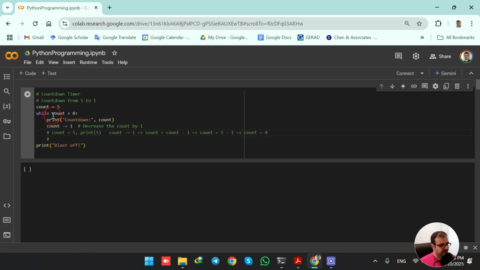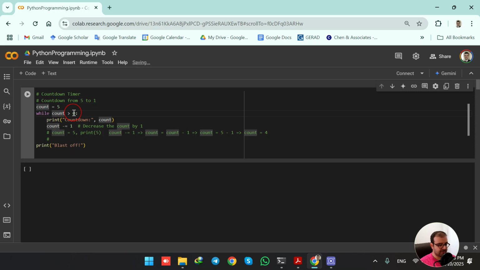So basically, in the first iteration, we are saying that count equals 5. 5 is larger than 0. Yes, it is true. Therefore, it enters the loop. It prints the value 5 for us, as we indicated here, and it decreases the value of count by 1 unit. So count is now 4. It goes back up. It checks the condition again.